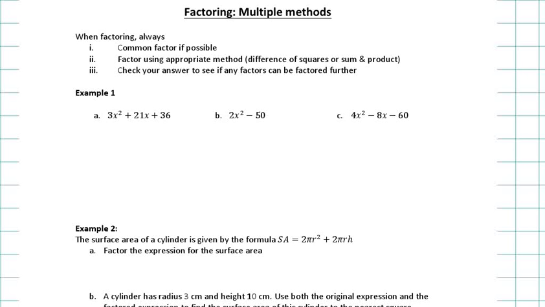Okay? So, let's look at the first one. I have 3x squared plus 21x plus 36. The first question you're going to ask yourself, do I have a common factor? Yes, and it is 3. So we're going to factor a 3 out, to do what we did yesterday. So divide each term by 3. And you should have this as leftovers.